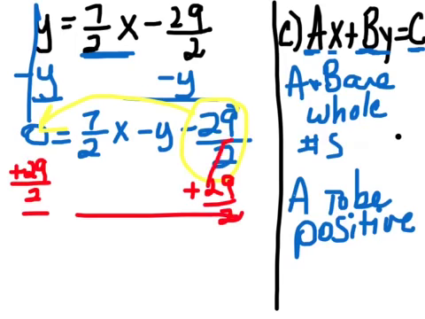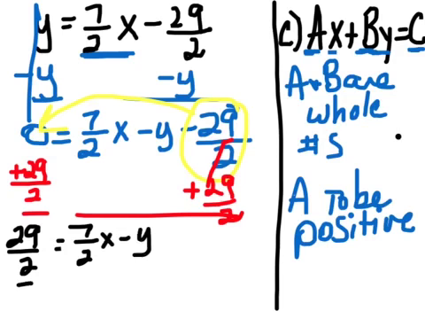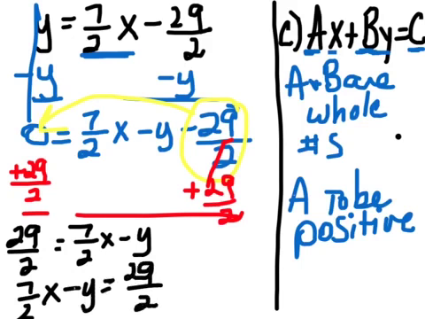Okay, so now I have 29 over 2 is equal to 7/2 x minus y. And really, let me go ahead now and write 7/2 x minus y is 29 over 2, because it's also polite to put your x's and y's on the left-hand side. That's how we're used to seeing them, and our brains know what to do when they see it that way, so it's just polite to do it.